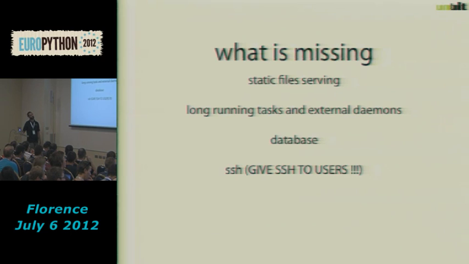For long-running tasks like Celery, or external daemons like memcached, you can use uWSGI to manage them, as it includes a touch daemon option for monitoring external daemons, but it's not so smart. So I suggest you go for a solution like Supervisor or something similar. Database configuration is missing because it's not my job. I don't like that job. And please, whenever you write infrastructure for developers, give SSH to users. It's important. Do not treat users like monkeys. Please, give them SSH.